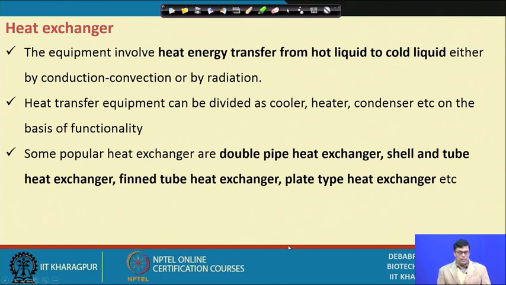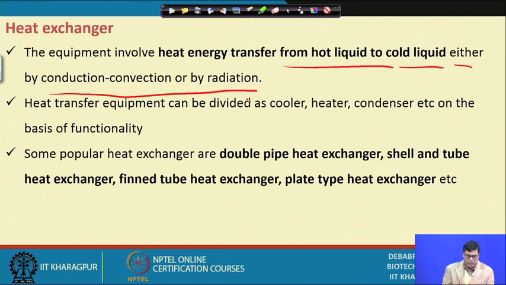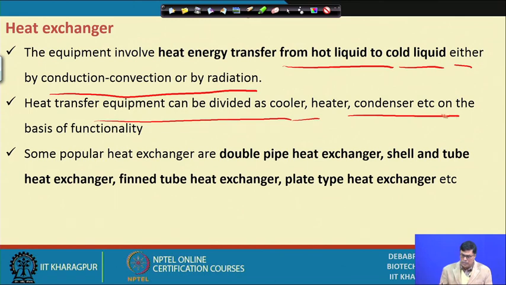The heat exchanger is equipment in which heat is transferred from a hot liquid to a cold fluid, either by conduction, convection or by radiation. Heat exchangers can be divided into coolers, heaters, condensers, etc., on the basis of their functionality.